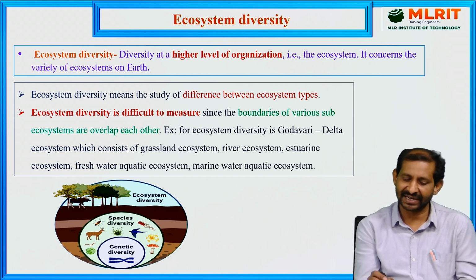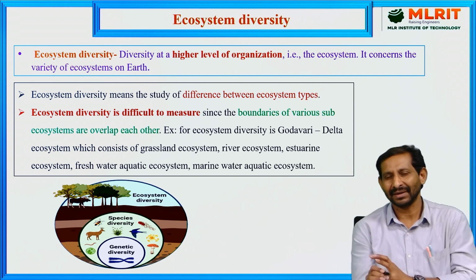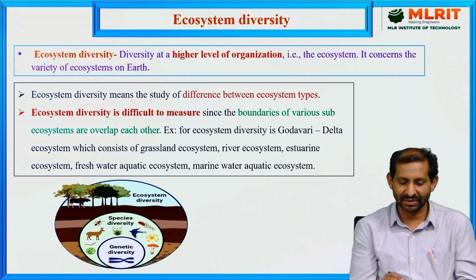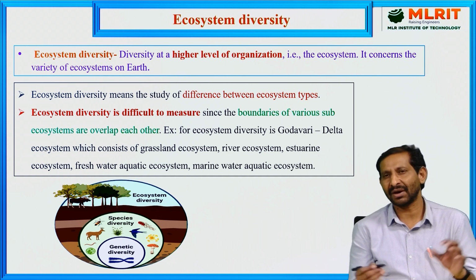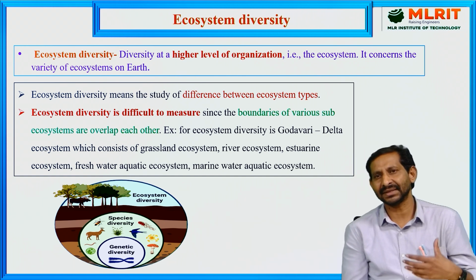Here are the grassland ecosystem, river ecosystem, whatever; these all overlap. The estuarine ecosystem, freshwater ecosystem, marine water ecosystem, these all overlap very closely. So that's why it is very difficult to measure this type of diversity.